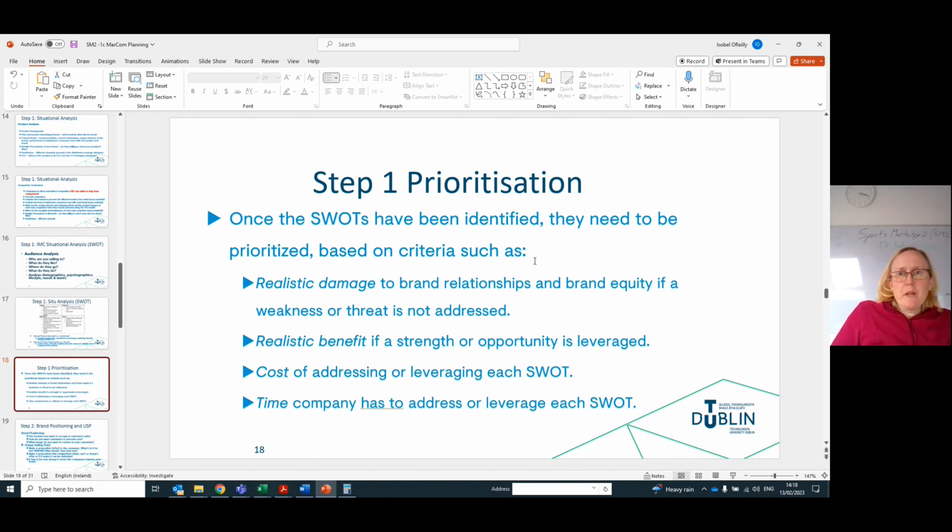So once the SWOTs have been identified, they need to be prioritized based on criteria such as realistic damage to brand relationships and brand equity if a weakness or threat is not addressed, realistic benefit if a strength or opportunity is leveraged, cost of addressing or leveraging each SWOT, and time the company has to address or leverage each SWOT.